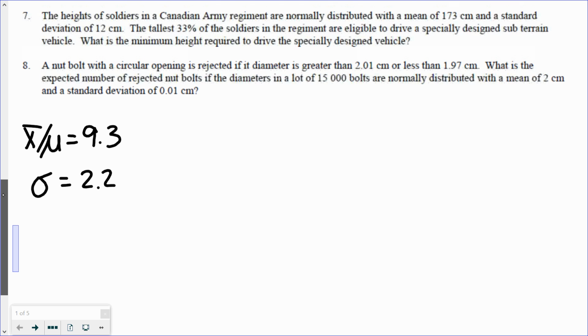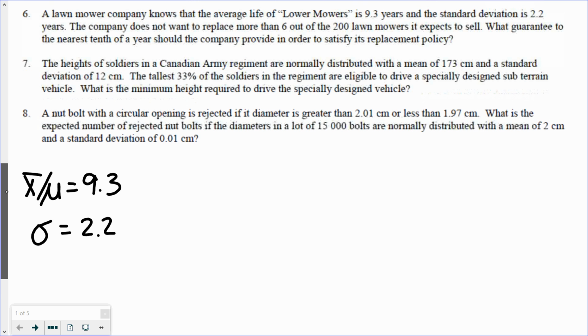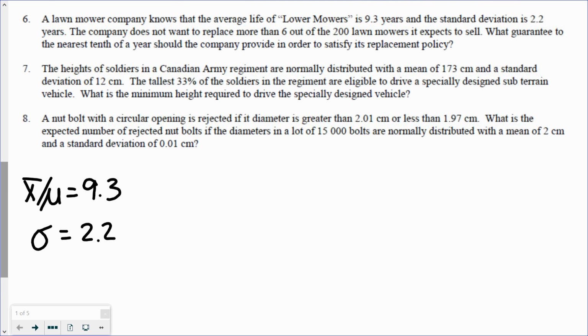They don't want to replace more than 6 out of 200 lawnmowers. So they have 200 of these lawnmowers, and they don't want to replace more than 6 out of the 200 that they expect to sell. So what that represents is they don't want to replace more than 0.03 as a proportion, which is 3% of the lawnmowers. 6 divided by 200, then multiplied by 100, is 3%.